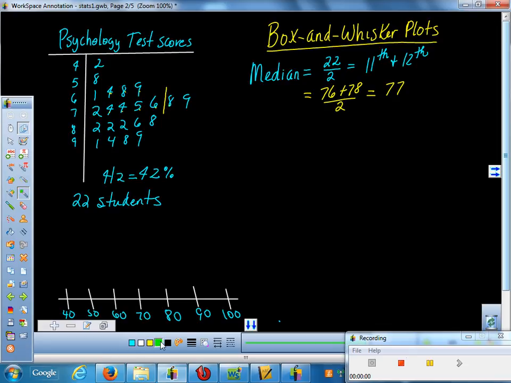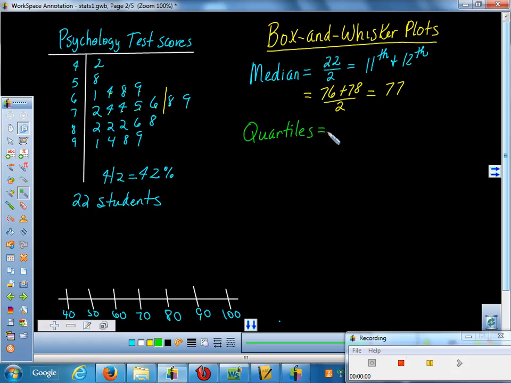Okay, then we need to divide each of the halves we have here in half so that we get quarters, hence our quartiles. So if I want to find quartiles, I first have to figure out how many numbers are in each half. Well, since I divided between 11 and 12, I know that means there's 11 numbers in the top half and 11 numbers in the bottom half.